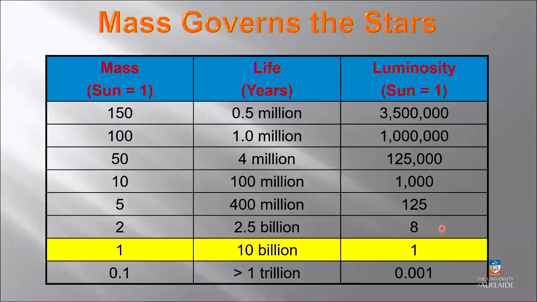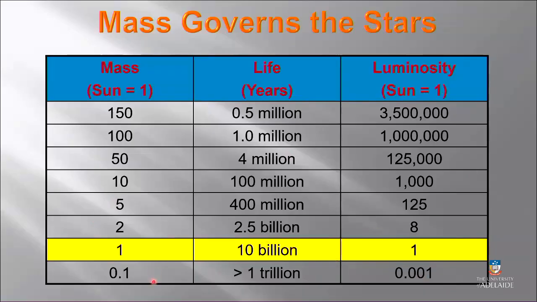So you can probably gather from this that mass governs the stars. If you have a look at this table here, down on this line here, we have the sun. The sun is one solar mass, and it will live for about 10 billion years, and obviously it has a luminosity of 1, if the sun equals 1.